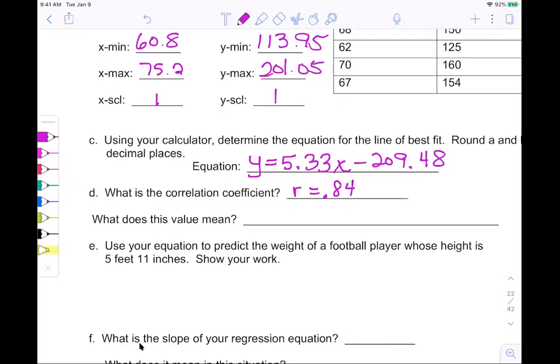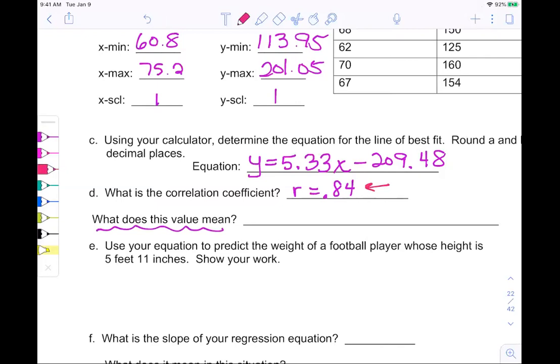All right, so we're going to see if we can now do the analyzing and the interpreting. Go back to my regular screen. There it is. Okay, so these are the 2 pieces of data that we had. We graphed it. We got the x-min, the x-max, those window values. And then the calculator gave us the equation and the correlation coefficient. Underneath the correlation coefficient, it says, what does this value mean? And that's talking about the R value.